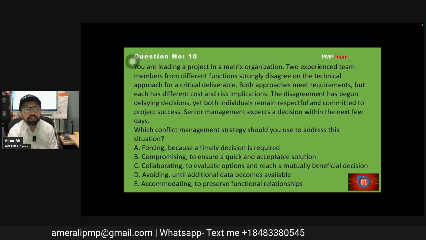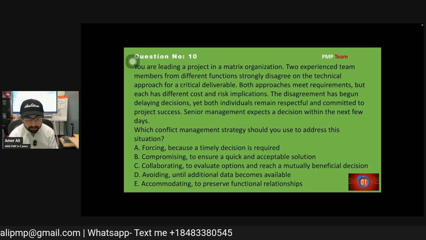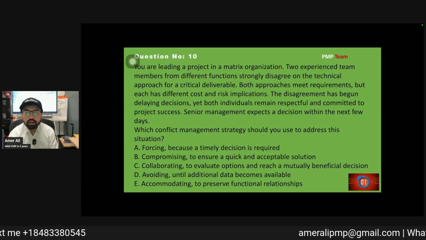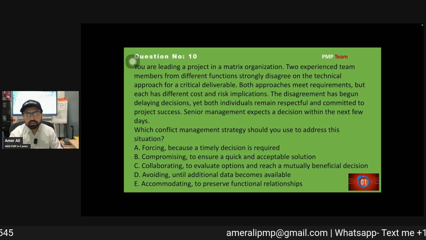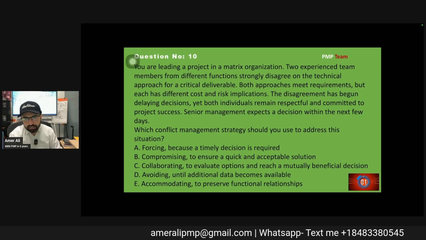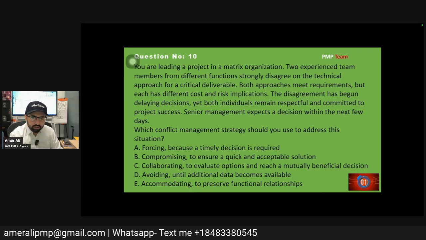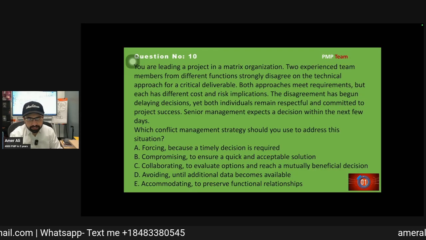Okay, you are leading a project in a matrix organization. So now we know what a matrix organization is. Two experienced team members from different functions disagree on the technical approach. Both approaches meet the requirements, but each has a different cost. The disagreement has begun delaying the decision.